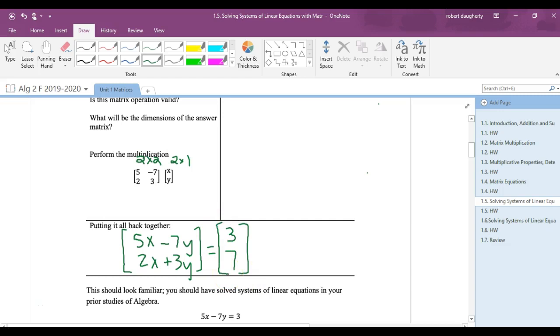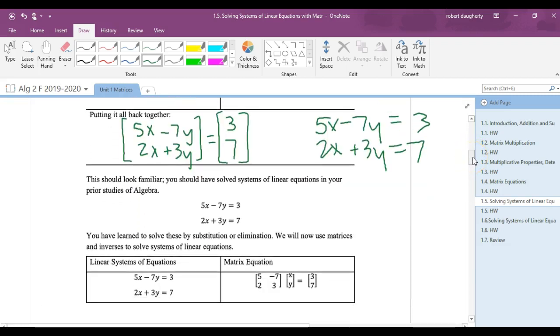Now, you probably were used to seeing things like this in algebra. What if I just wrote it without the brackets? You know that 5x minus 7y has to equal 3. 2x plus 3y has to equal 7. Okay? You saw this a lot in Algebra 1, hopefully. This is just a system of two equations. Okay? You solved this graphically. How else did you solve it?